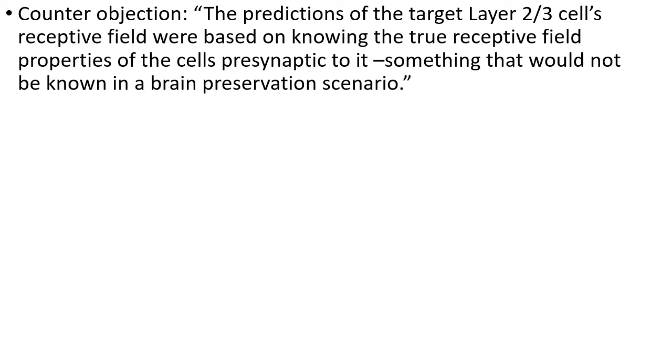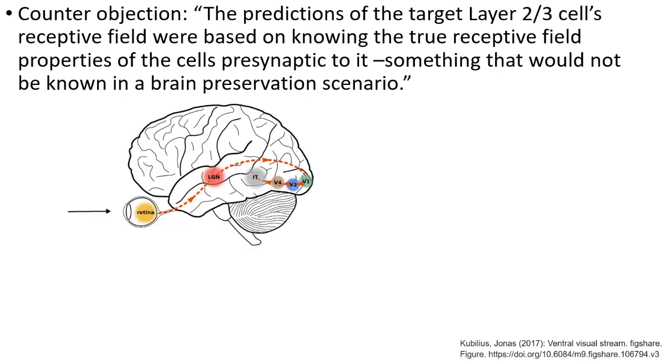However, a counter-objection to consider is that the Rossi et al. predictions of the layer 2-3 cell's receptive field properties were based on knowing the true receptive field properties of the cells just presynaptic to it, something that would not be known in a brain preservation scenario. Let's consider for a moment what it would really take to, of course in the far future, simulate the ventral visual stream of a preserved brain.